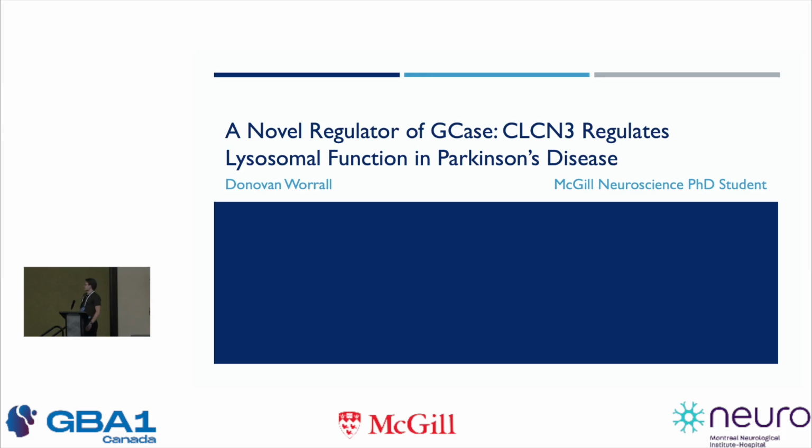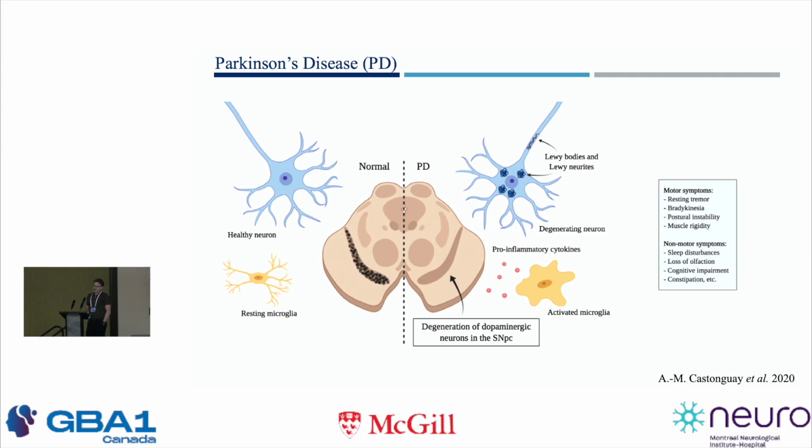So today I'm going to be talking about a novel regulator of GCase and how CLCN3 regulates lysosomal function in Parkinson's disease. So first, Parkinson's disease is characterized by the loss of dopaminergic neurons in the substantia nigra. And in these neurons, we see the accumulation of aggregated synuclein, as well as the eventual formation of Lewy bodies.